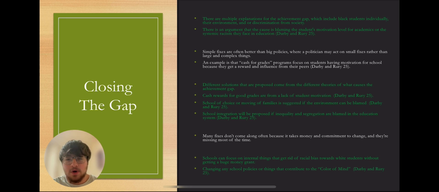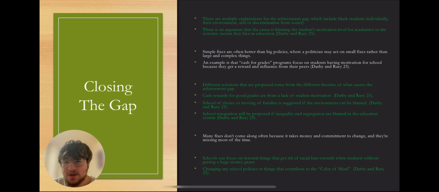And if inequality and segregation are blamed in the school system, they say we need to integrate schools and bring races together to bring everybody together. Many fixes don't come along often because it takes money and commitment to change and a lot of time. And most of the time, they are missing them and it's hard to come about.